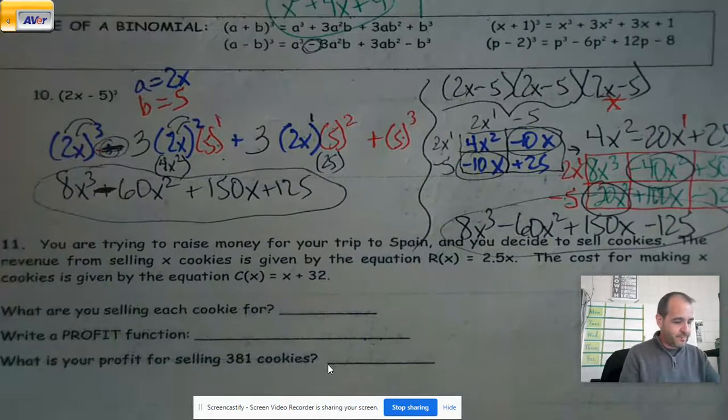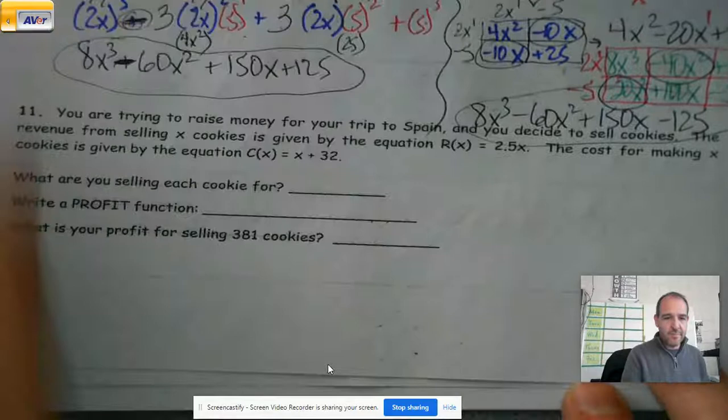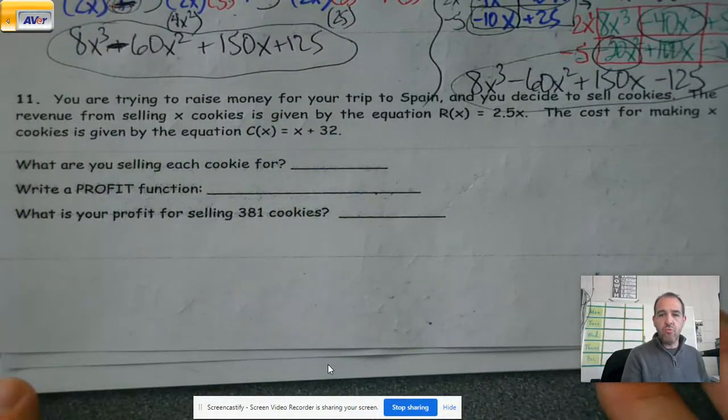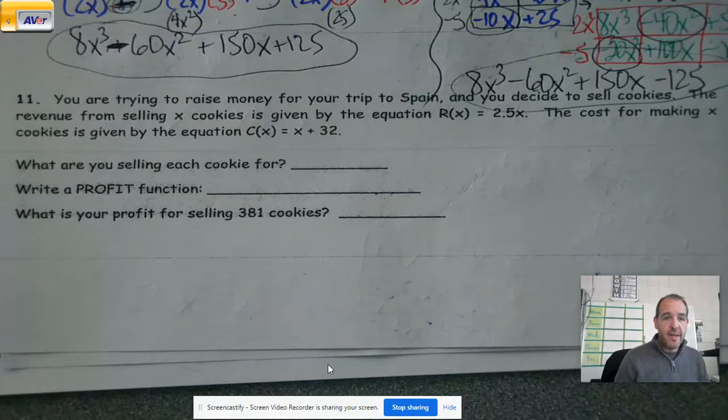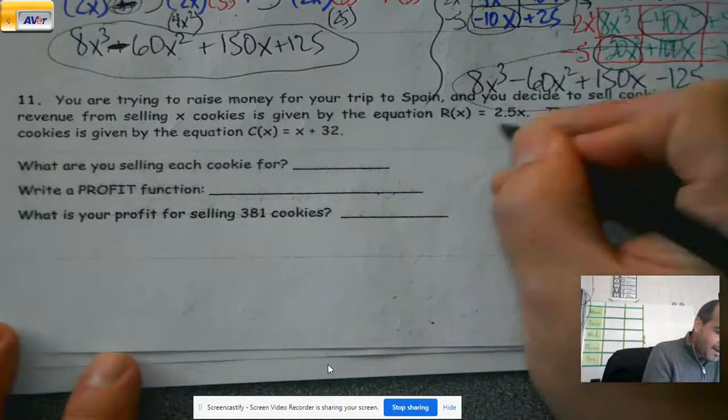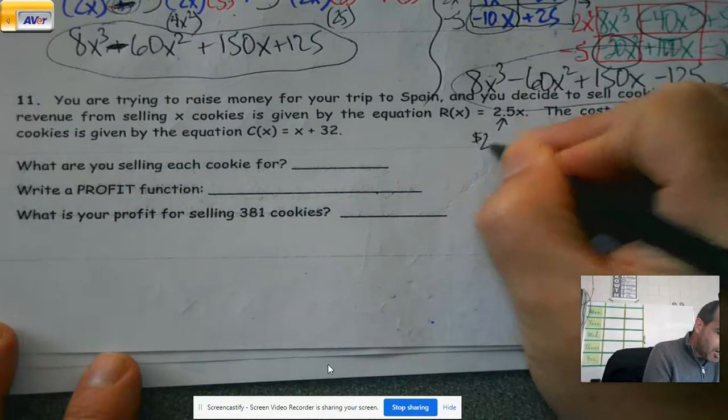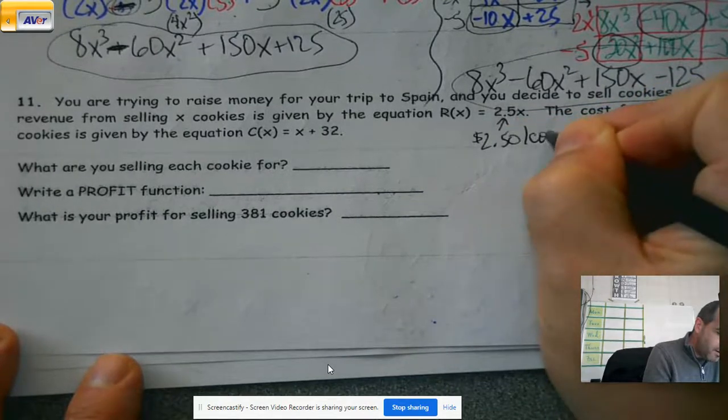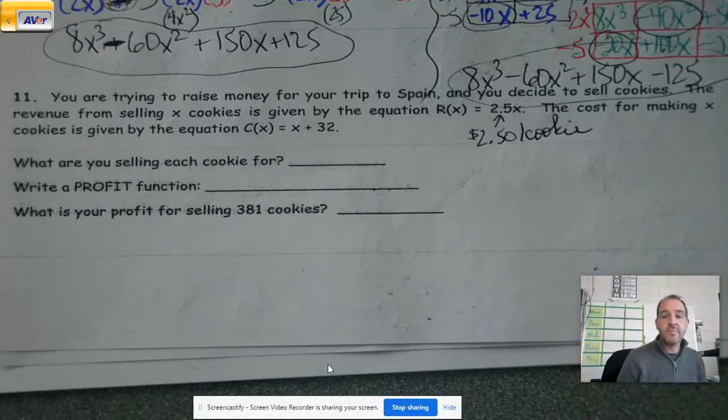Last piece. Got to get an application in here. We're trying to raise money for your trip to Spain. Ooh. And you decide to sell cookies. The revenue, the money you're making from selling x cookies, is given by this equation: 2.5x, which means you're charging $2.50 per cookie. They better be some really good cookies. The cost for making x cookies is given by the equation x plus 32. Now, maybe that 32 is the cost of your supplies, the cost of boxes, whatever, we don't know.